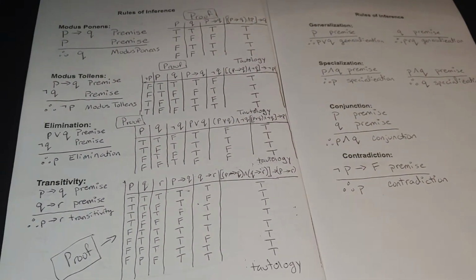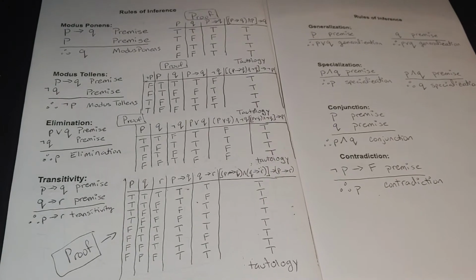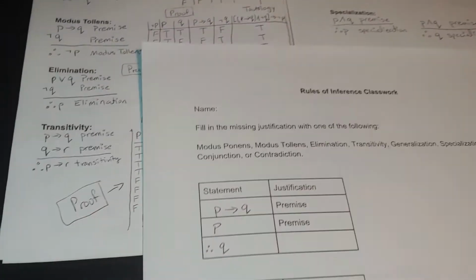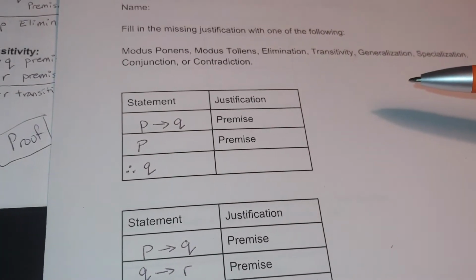We're now going to look at how you can apply that to argumentation and justifying yourself. So we always need to put a justification.